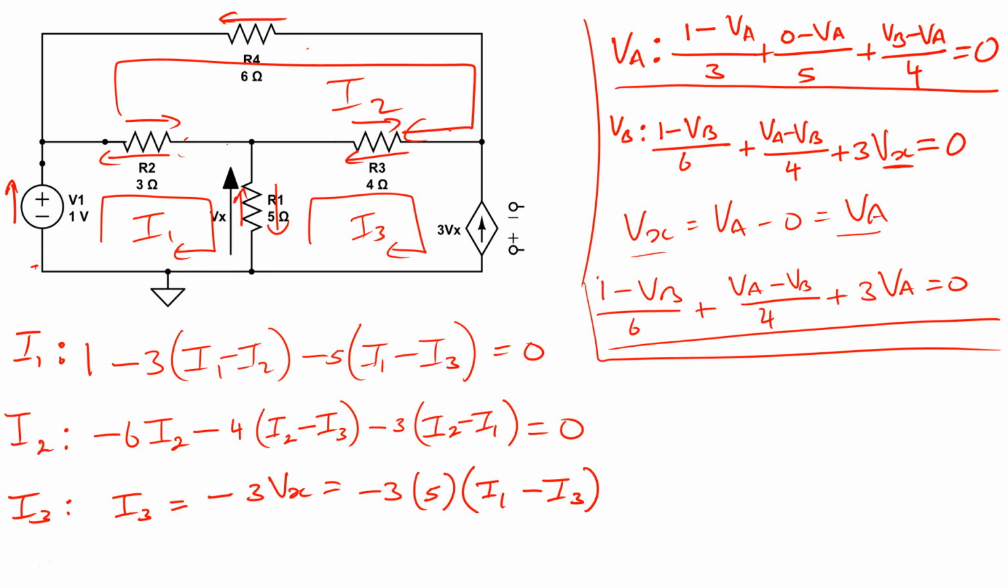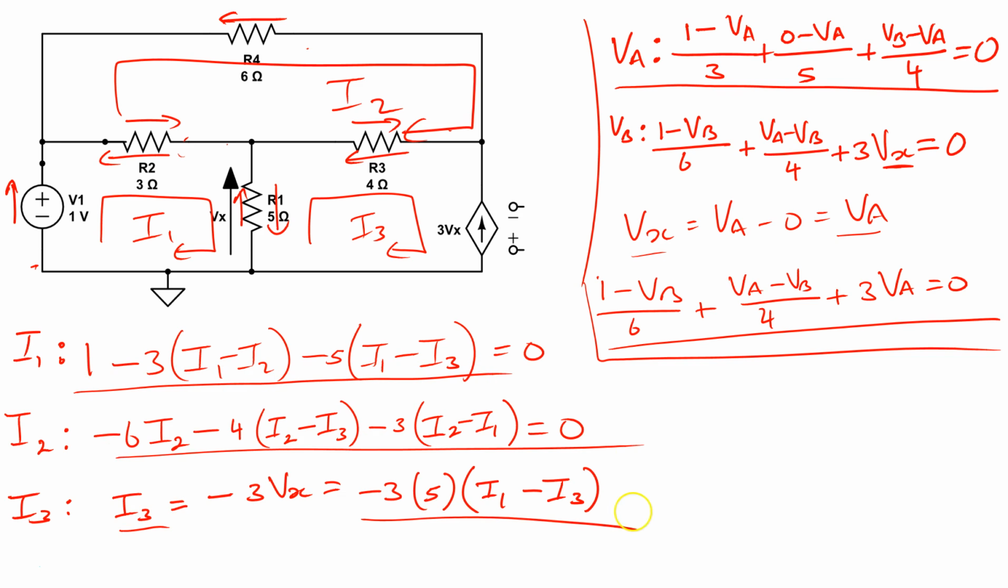So now I have my 3 equations and 3 unknowns. I have one equation here, 2 equations here, and this is the 3rd equation.